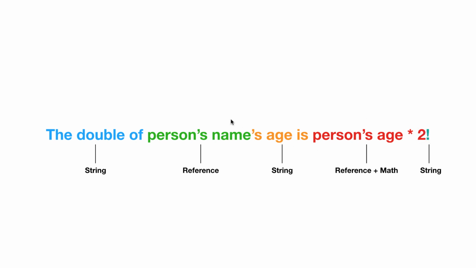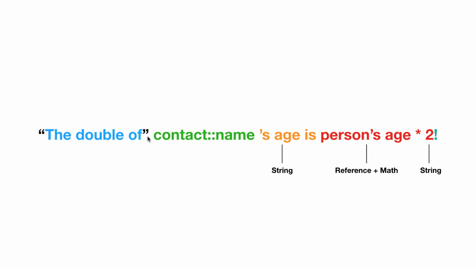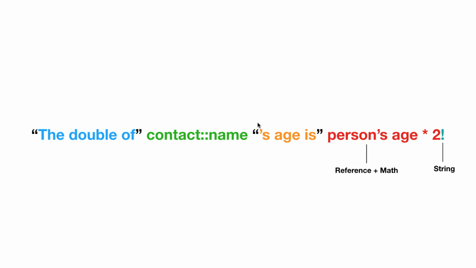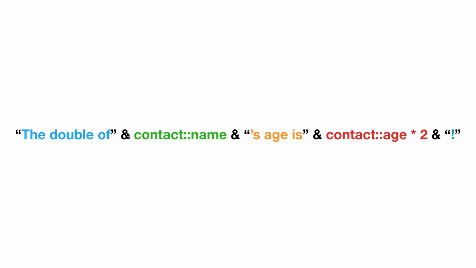Now, to turn this into the proper calculation format one by one, this is what we're going to do. First step, we turn this into a string. Next step, we turn this into a reference, which is calling name from the contact table. The third step is to create this string here. The next step is the person's age, which we take from the contact table again, age from contact table, and then have it times 2. And the last step is to create a string for the exclamation mark. So together they look like this, and then after you're done, add the and sign between them, like this, so that you have a full proper calculation.